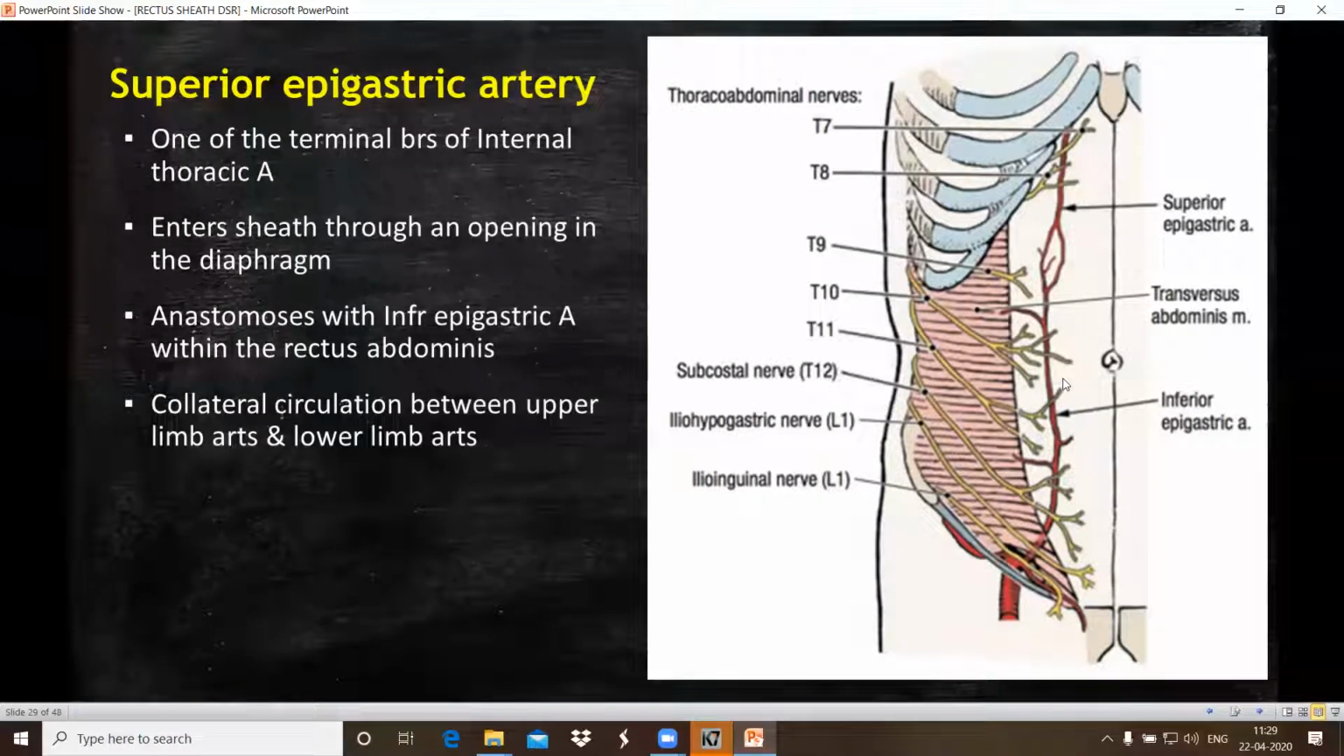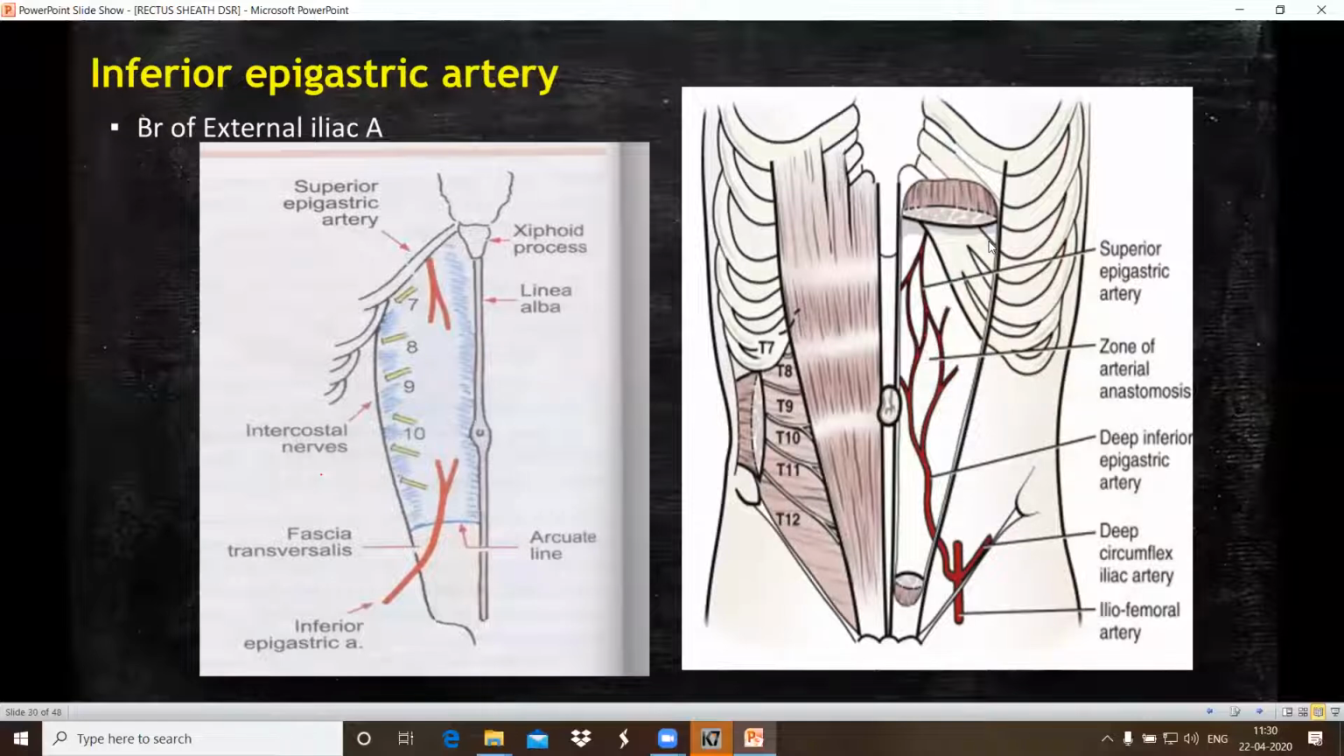So again I am repeating, the superior epigastric artery is a terminal branch of the internal thoracic artery. It enters into the rectus sheath through the triangular gap in the diaphragm between the sternal fibers and costal fibers of the diaphragm. Then it gives muscular branches to the rectus abdominis and also anastomotic branches to the inferior epigastric artery. This anastomosis occurs within the rectus abdominis muscle at the umbilicus level and is helpful for collateral circulation between the upper limb and lower limb. Next, we'll move to the inferior epigastric artery.